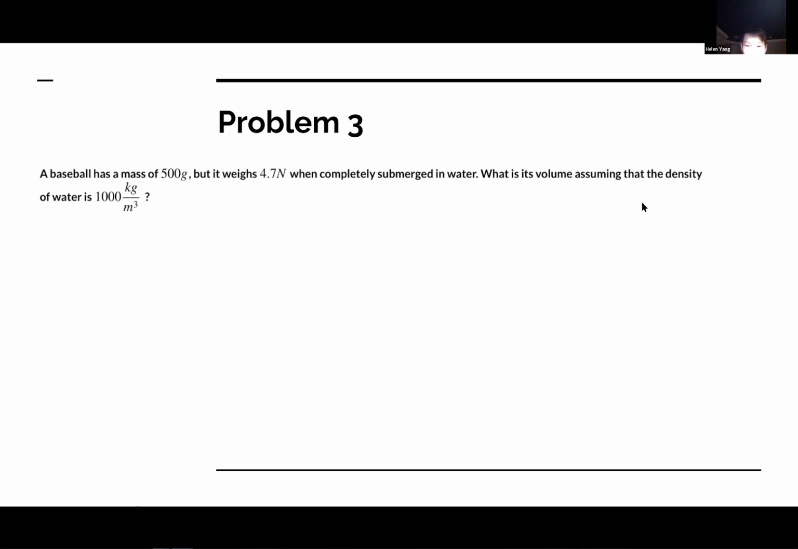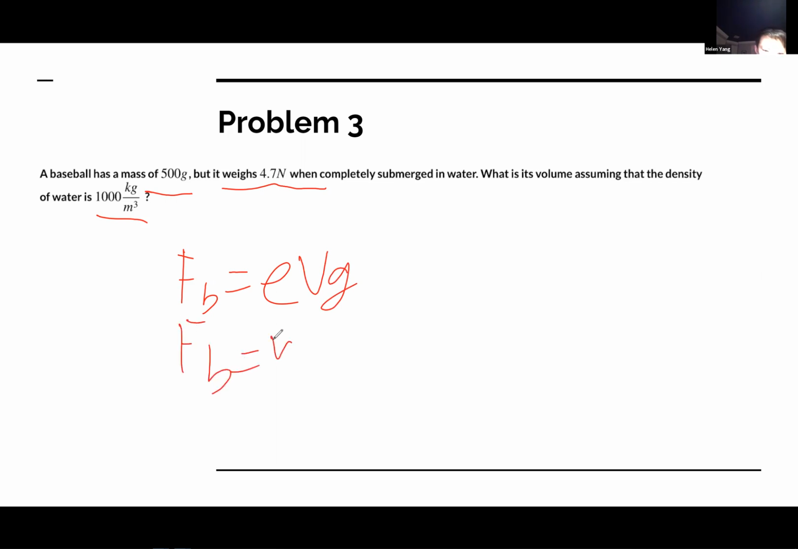Okay, so for this question, a baseball has a mass of 500 grams, but it weighs 4.7 newtons when completely submerged in water. What is its volume, assuming that the density of the water is 1000 kg per m cubed? So the buoyant force would be equal to the density times the volume times g. You also know that the buoyant force is equal to the weight, except the weight in this question is changing. So it would be weight 2 minus weight 1. And you know weight 1 is 4.7 newtons.